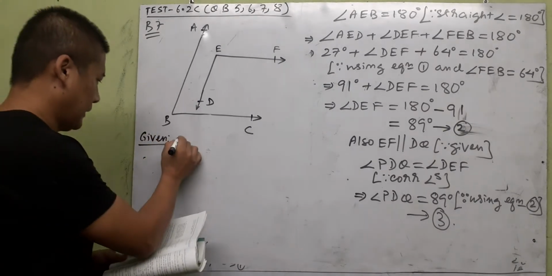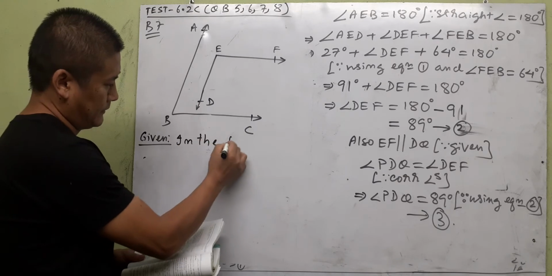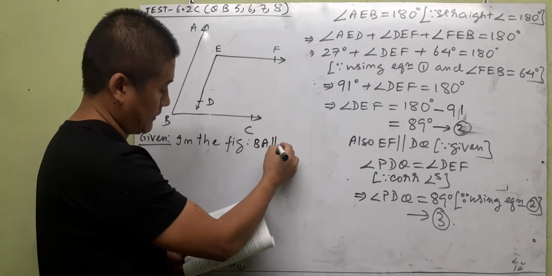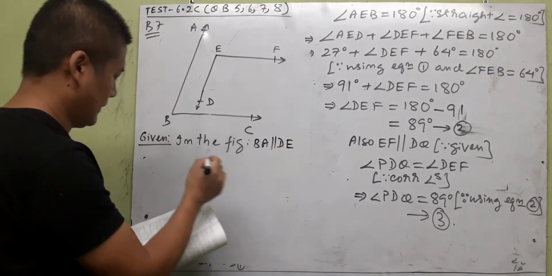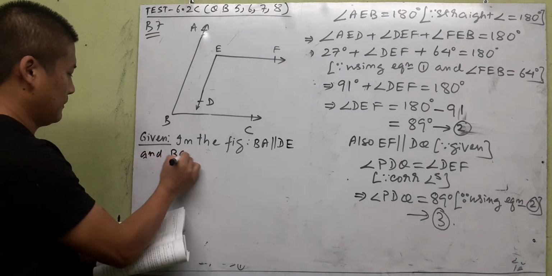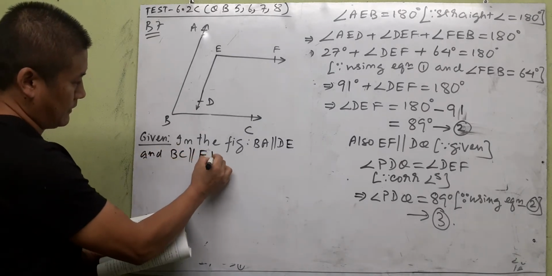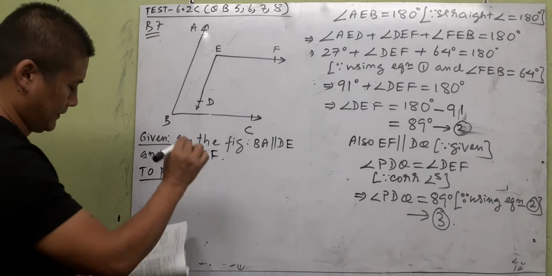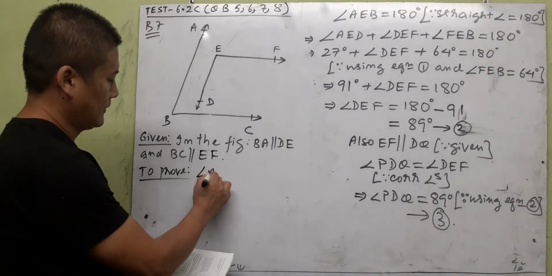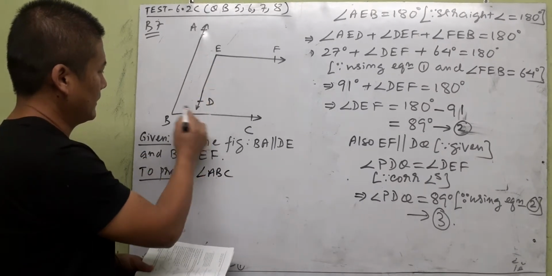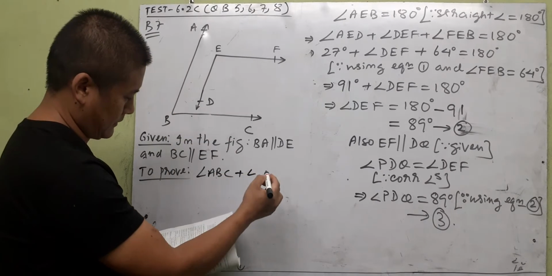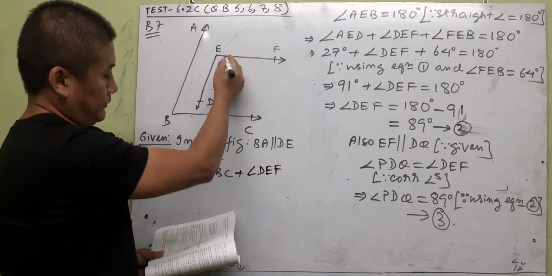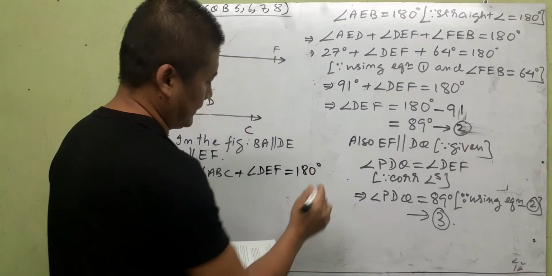Here in the figure, BA is parallel to DE and BC is parallel to EF. This much is given to us. We have to prove angle ABC plus angle DEF, together they make 180 degrees. That's what we have to prove.